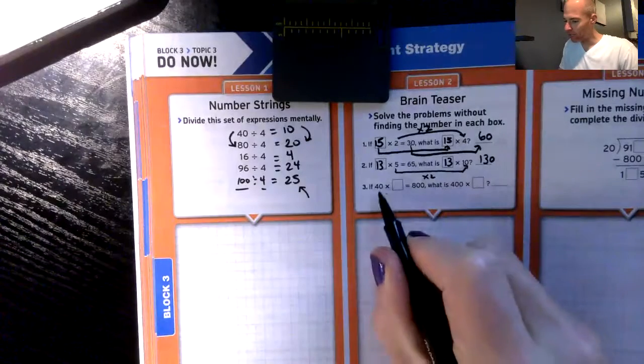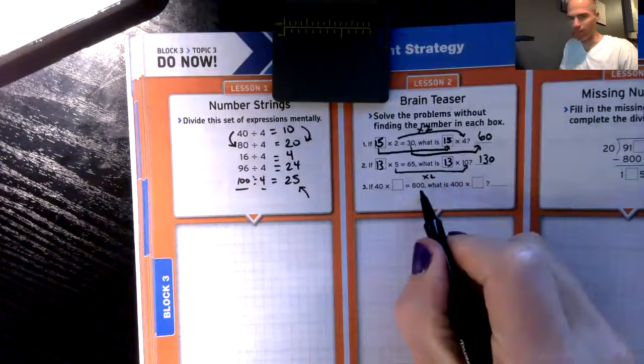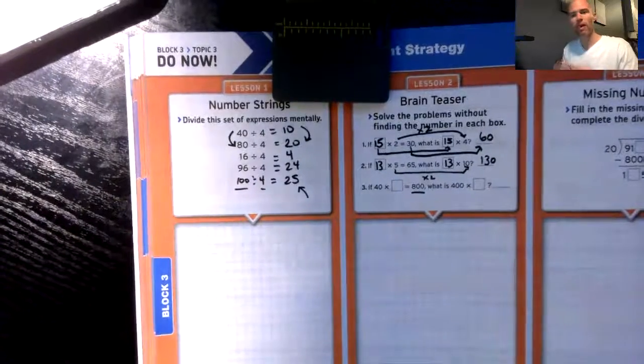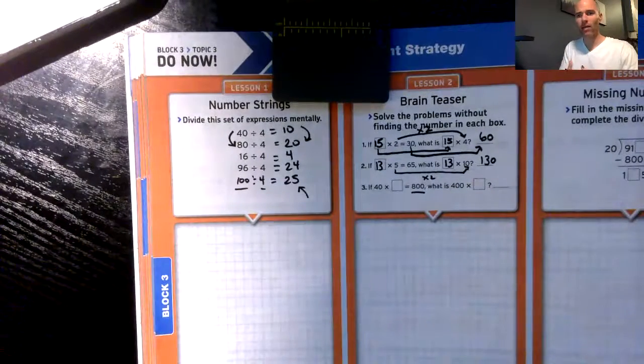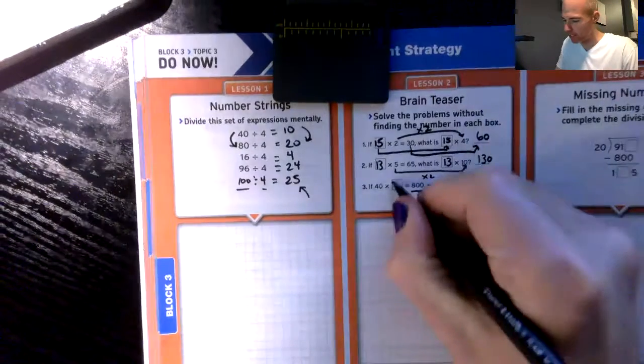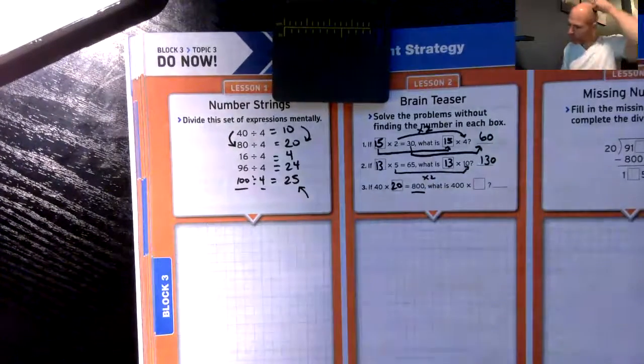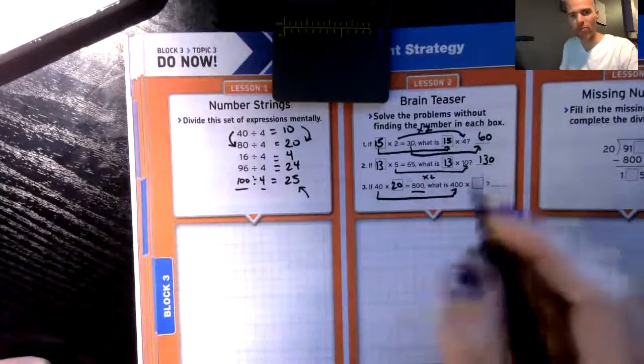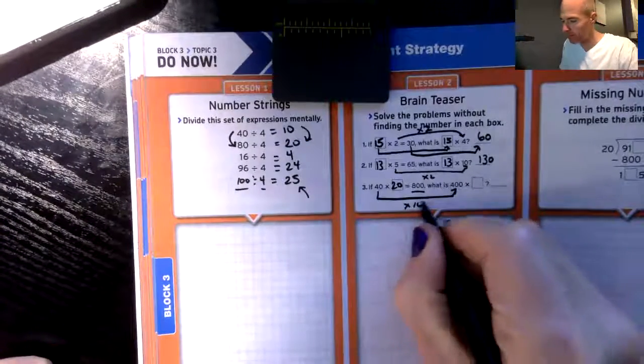Okay, and then lastly, 40 times something equals 80. Well, I know that 40 times 2, sorry, I said 80, but I meant 800. I know that 40 times 2 would be 80. So if I had that extra 0 on there, I could get 800. So this is going to be 40 times 20. And now look, in the next part, they're changing one of the factors from 40 to 400. So that's a times 10.